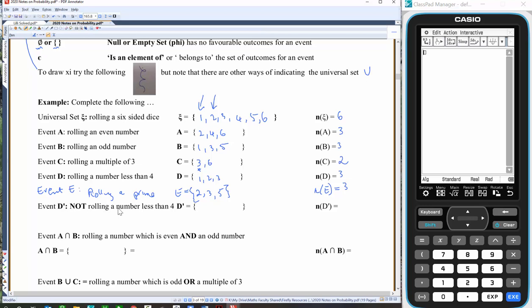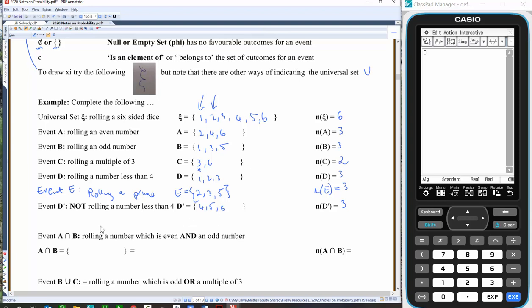Event D, not rolling a number less than 4. So if I don't roll a number less than 4, what have I done? I've rolled 5 and 6. So not rolling a number less than 4. Okay, so not rolling 3, 2, or 1 means that we can roll 4, 5, or 6. So not rolling a number less than 4 is rolling either a 4, a 5, or a 6. There's 3 elements.